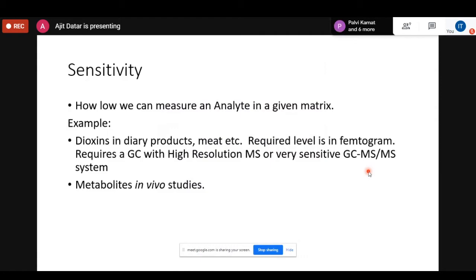Example could be dioxins in dairy products, meat, etc., and the required level is in femtogram. It requires a GC with high resolution mass spectrometer or very sensitive GC MSMS system. And then other example could be metabolites in vivo studies, especially drug metabolites. And when we talk about ADME with respect to the drug discoveries, this is one part where metabolites are very important as a study.